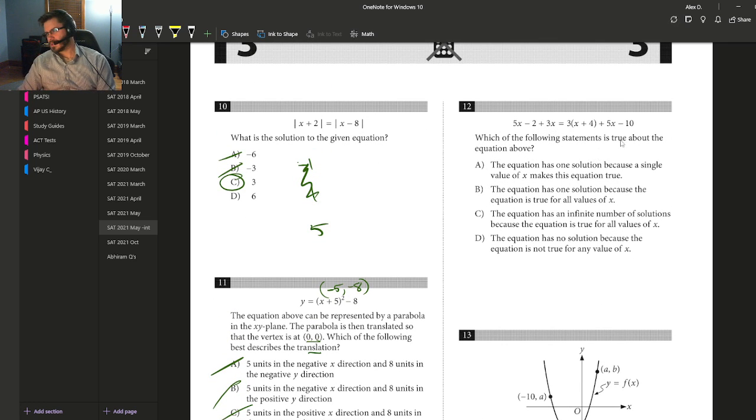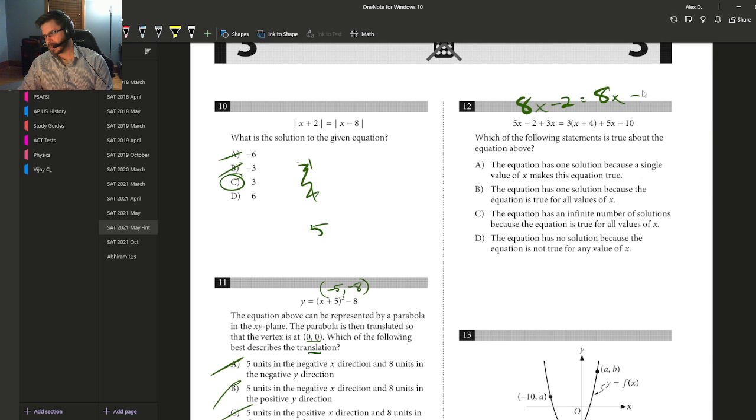Which of the following statements is true about the equation? Fine, whatever. Has one solution, so let's identify the equation before we even read any of that. This is a linear function. Combine like terms real quick just to make it easier. 8x minus 2, 3x, 12x, 8x.